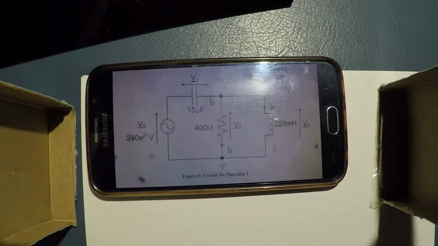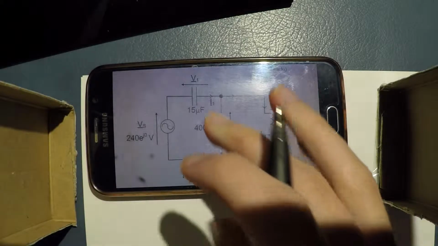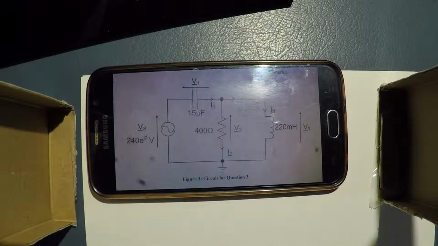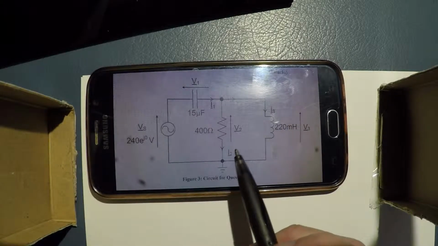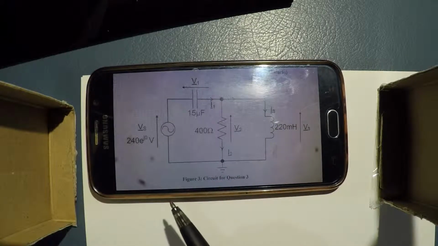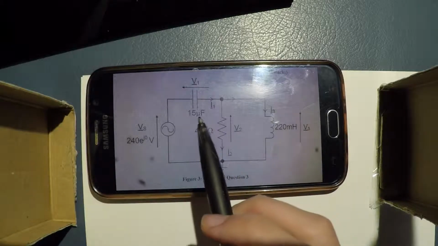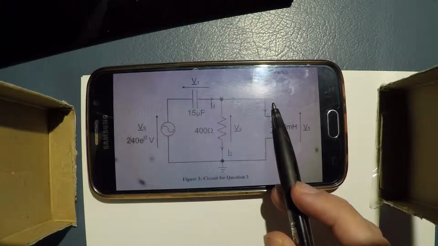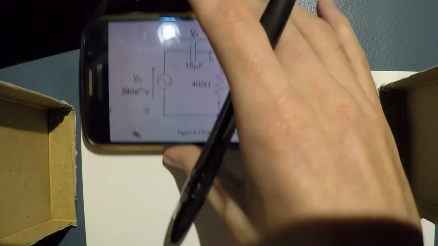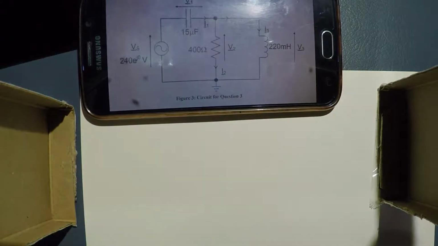Okay, this is a video about simple AC circuit analysis. So here's the circuit, and we're going to find V2, V3, and V1, and then we'll also find the current running through each component on the circuit. I'll leave that there.